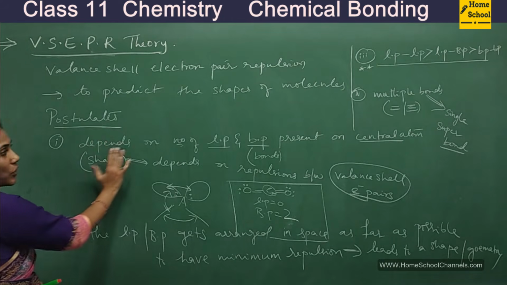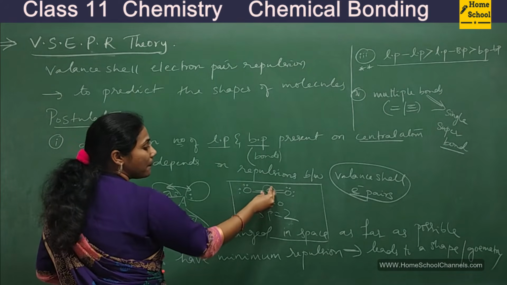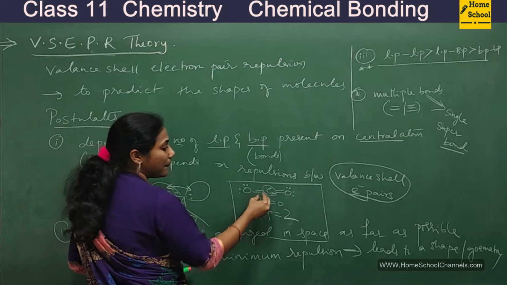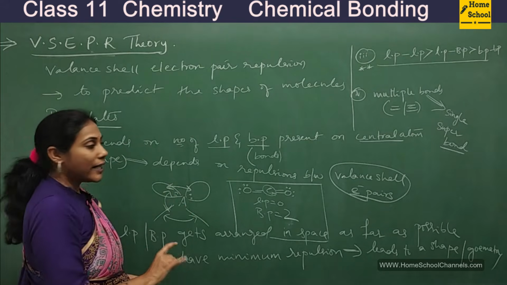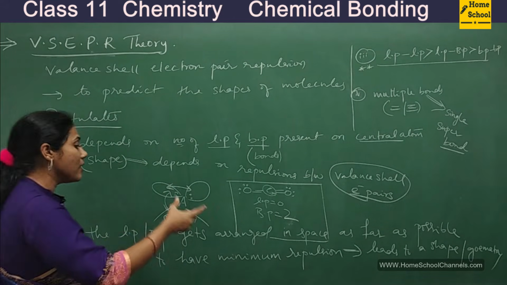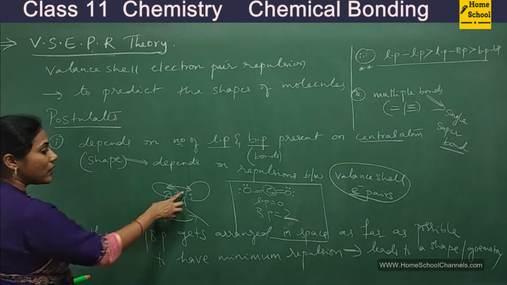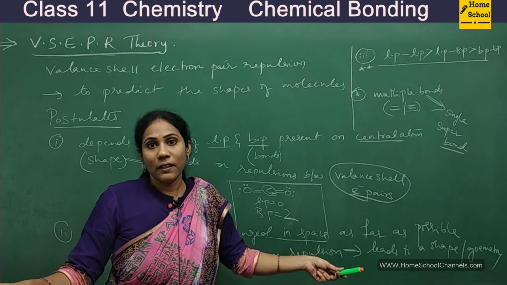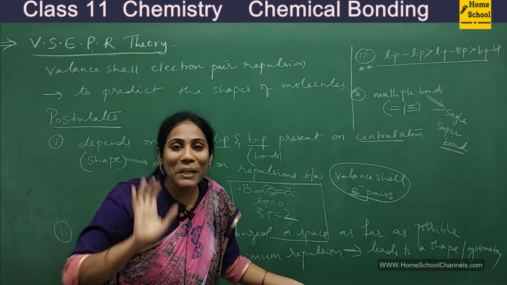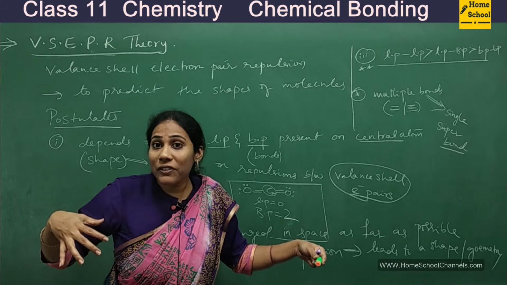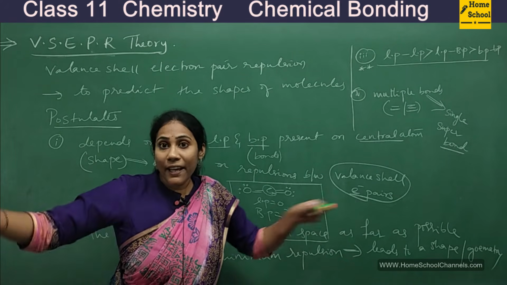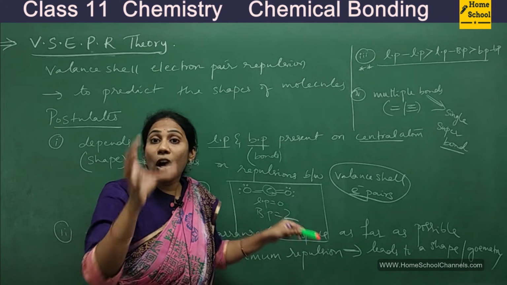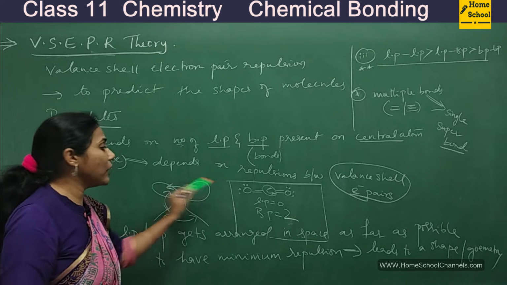Always the shape depends on the number of lone pairs and bond pairs present on the central atom, and you will always observe repulsions between these electron pairs. It may be a lone pair or bond pair. Because of these repulsions, the lone pairs or bond pairs get arranged in space as far as possible, with maximum distance to have minimum repulsion. It is because of this arrangement in space, directed in different directions, that a molecule gets some shape or geometry.